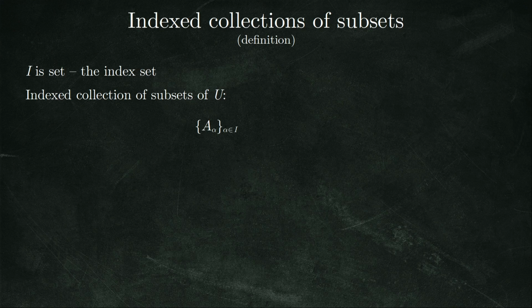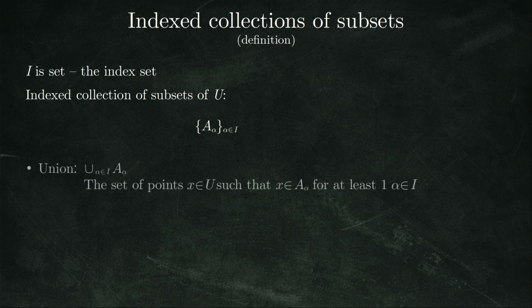Now we can use our set operations with this. So firstly, we have the union of all of these sets, and then very similar to when we write a sum or a product, we can write a little subscript alpha in I. So this means we're going to union over all the sets alpha in I. And then the union is defined as all the points in the universal set U that are also in A_alpha for at least one of the alpha.